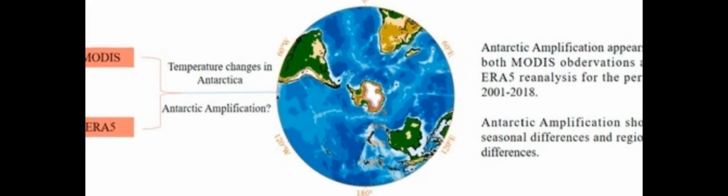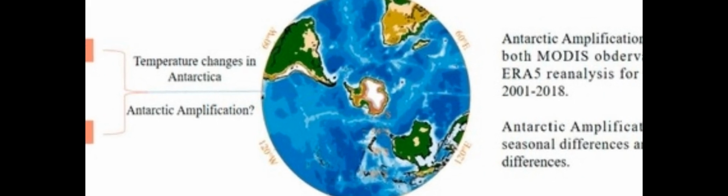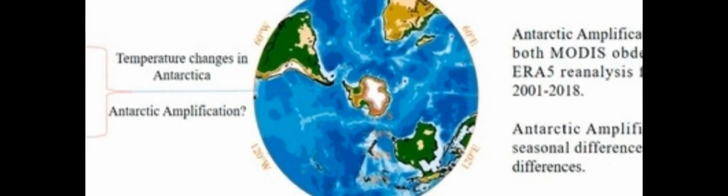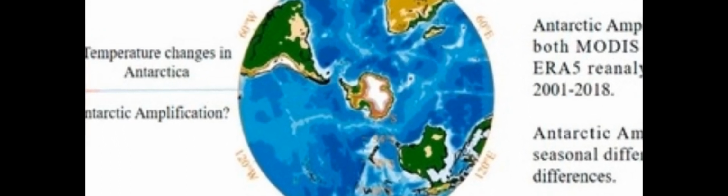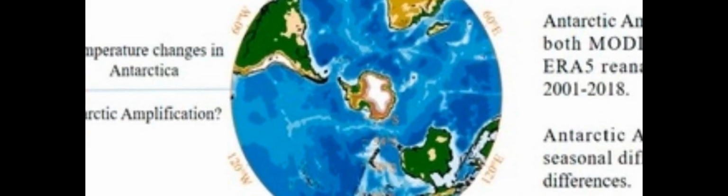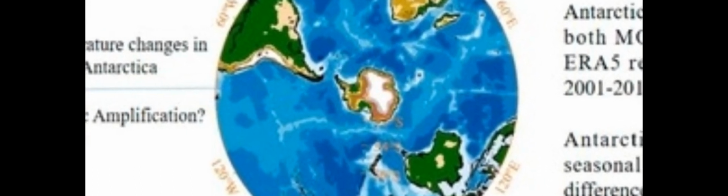Antarctic amplification, ANA, refers to the phenomenon whereby temperatures in the Antarctic region increase more rapidly than the global average due to global warming. This phenomenon was first identified in the 1960s but has become increasingly apparent since the late 1990s. It is believed to be caused by the increased absorption of solar radiation by the ice sheets and snow cover in the Antarctic region, which leads to higher temperatures in this area compared to other parts of the world.